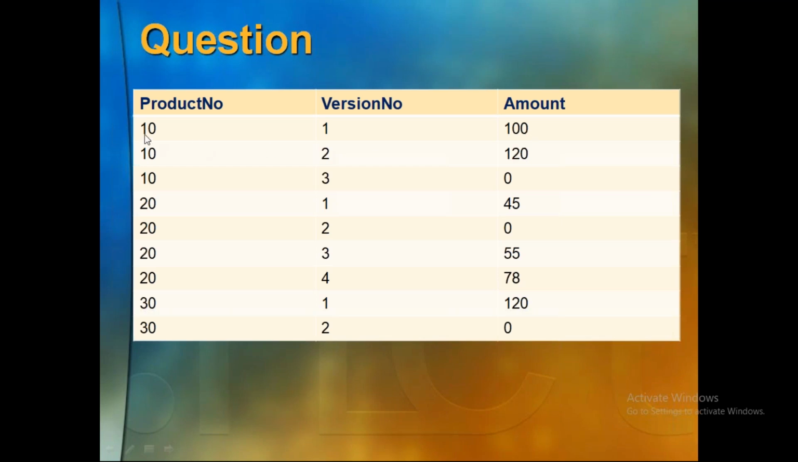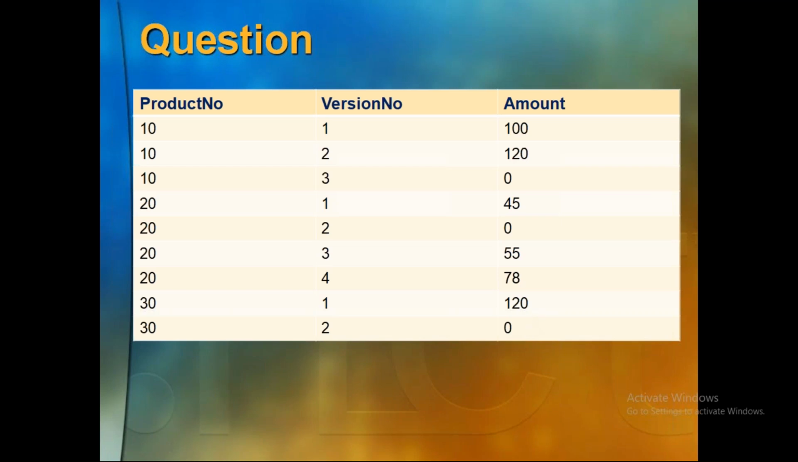For example, product 10 has version number 1, and the amount for the product is 100 rupees. For the same product, version number 2 is 120. For the same product, in version number 3, the cost is 0. Like that, we have a product called 20. We have 4 versions, 1, 2, 3, 4, with amounts 45, 0, 55, 78. We have product number 30, with version numbers 1, 2, and the amounts are 120 and 0. Okay, so this is the data they have.